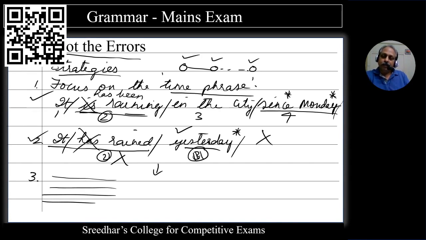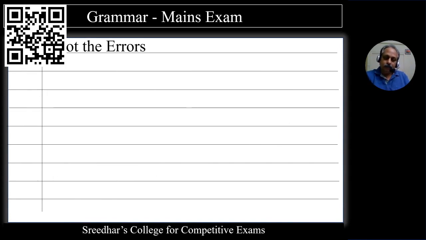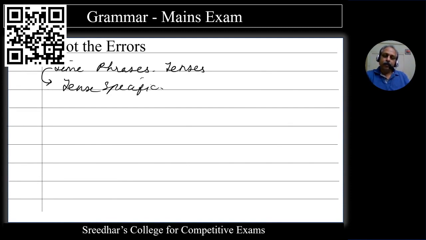And these time phrases, where do they go? They obviously go with tenses. Already I have taught you. Here you have to recollect time phrases. What are the different time phrases that go with tenses? These time phrases are tense specific. Tense specific, what does it mean? They go with specific tenses. Yesterday cannot be used with present. Yesterday cannot be used with present continuous.